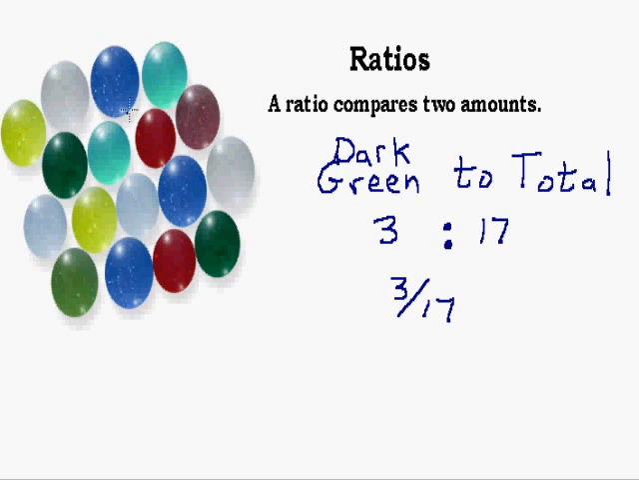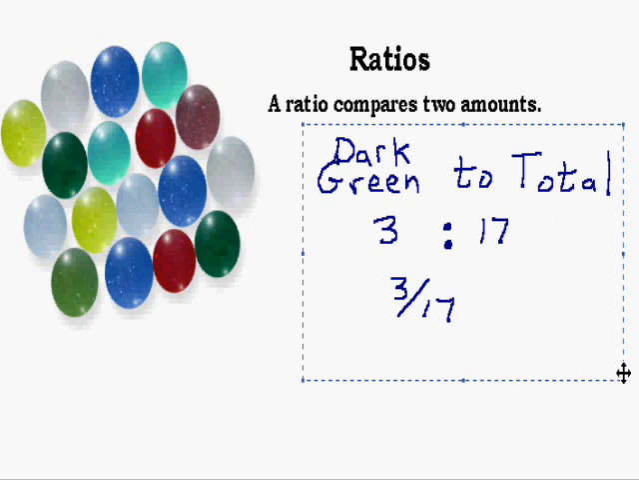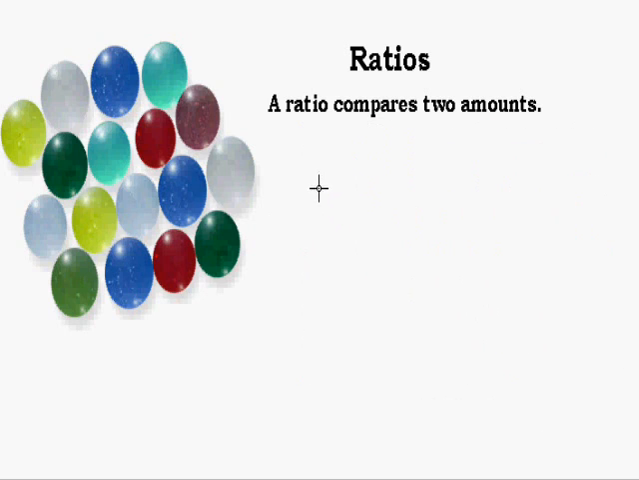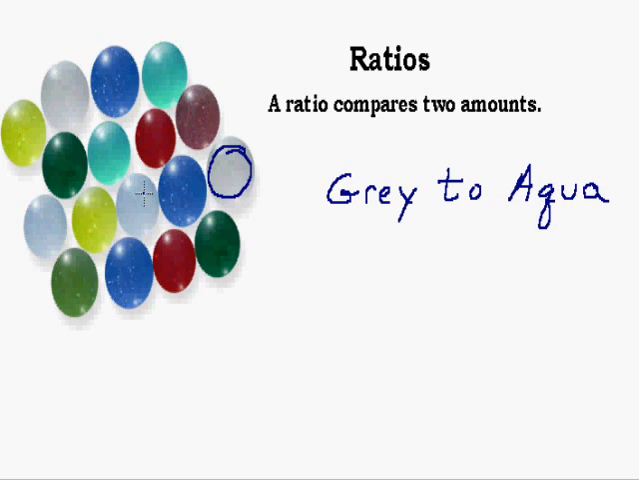Alright, let's look at one more example with our marbles. Let's say I want to find, I'm going to call these gray. Some of these colors are a little bit interesting, aren't they? Let's say I want to find the gray marbles to the aqua marbles. So the gray ones, these are the ones I'm calling gray right here. These 4. And then the aqua ones are these guys right here. There's one more. There it is. Alright, so it looks like we've got 4 gray marbles, and 2 aqua marbles. So we get 4 to 2.